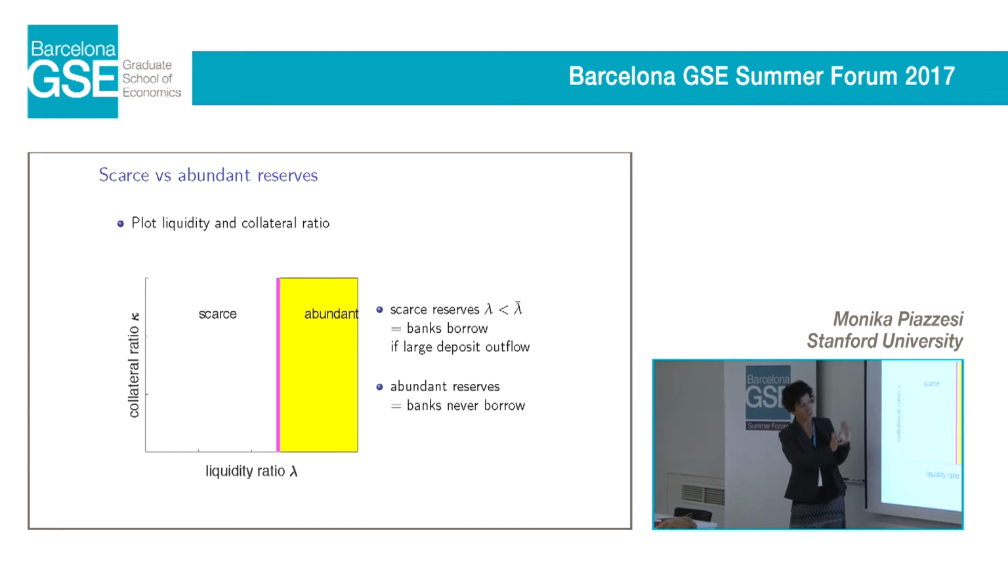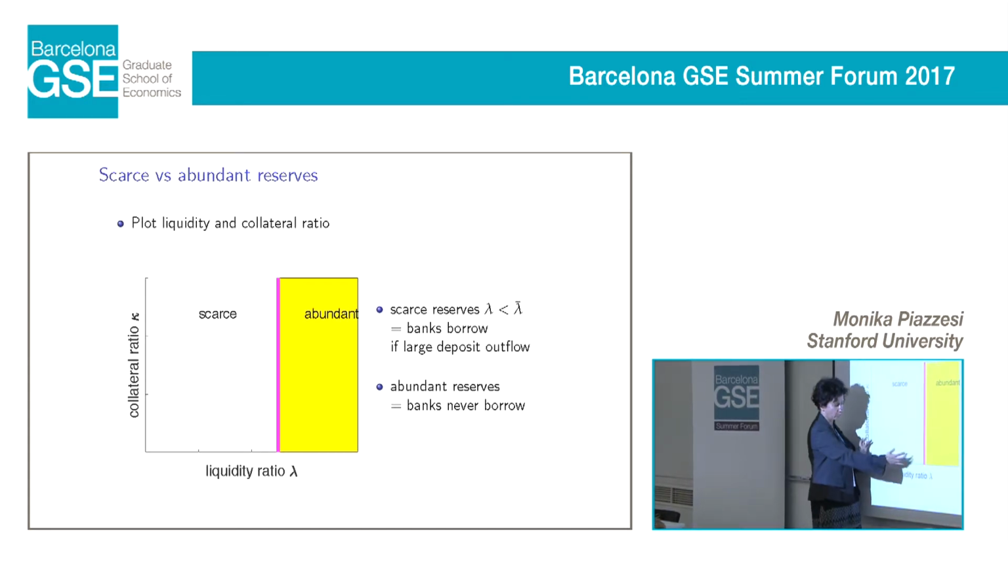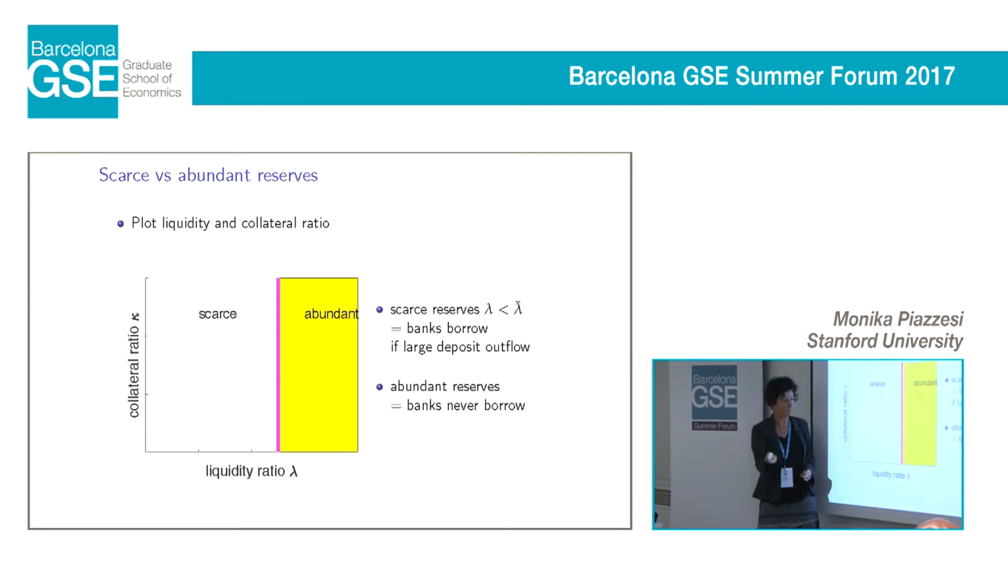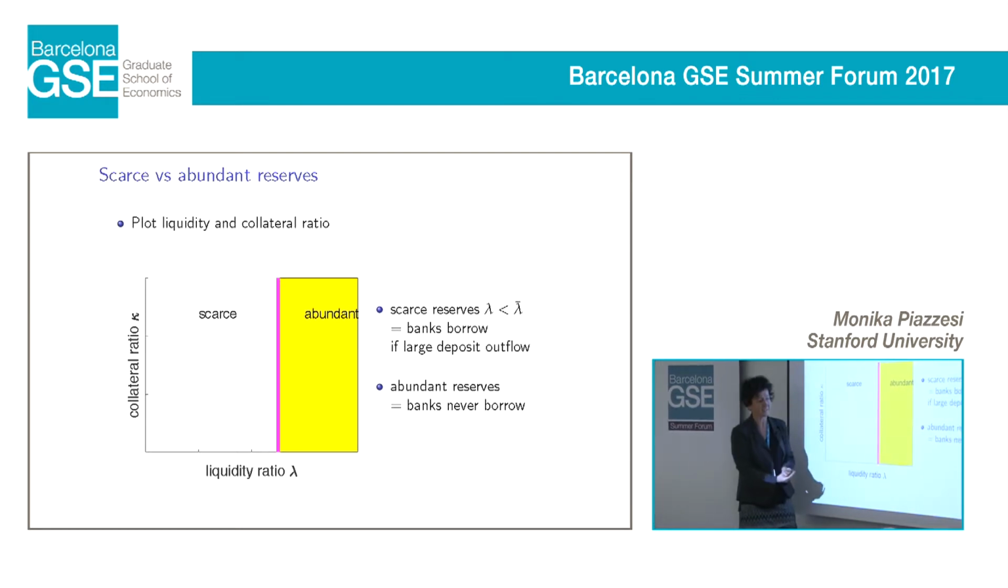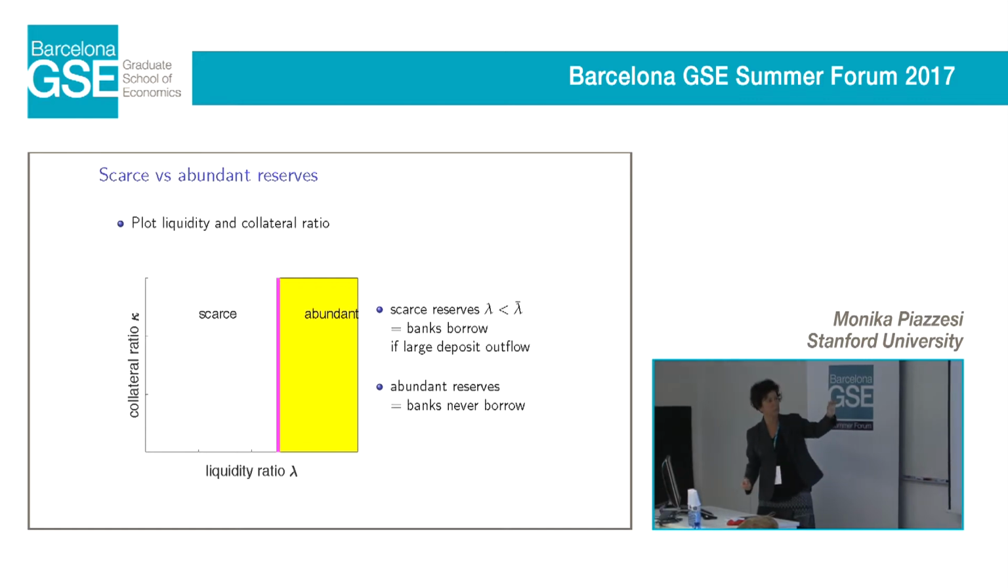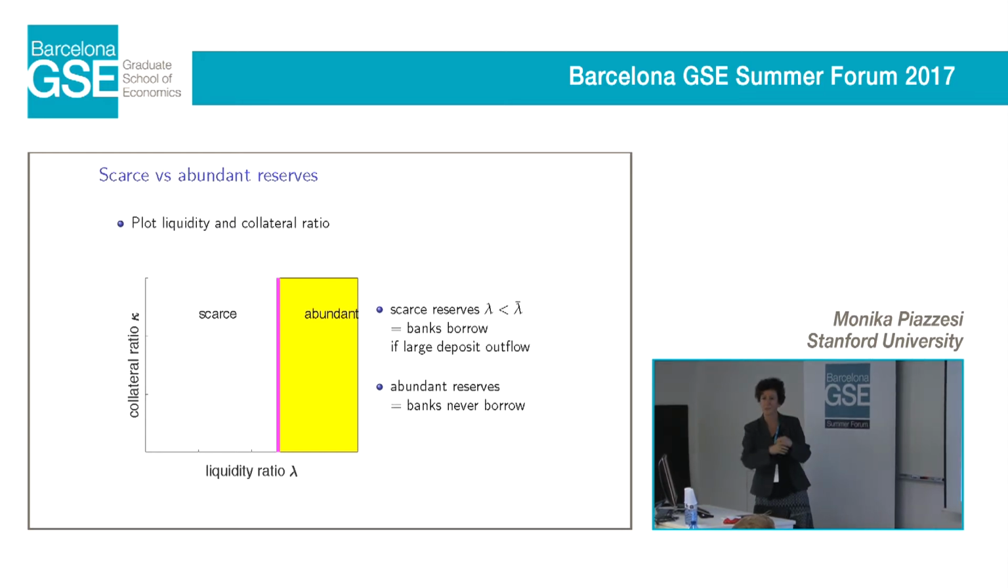There's going to be a region in this picture with low liquidity ratio in which reserves are scarce. This is basically lambda upper bar, the upper possible limit of liquidity withdrawals. Here, reserves are still scarce. Here, they're abundant. Banks never borrow from other banks because they have enough reserves. So we're going to study graphically the equilibrium in this model within this graph. And this steady state is going to be determined entirely by thinking about these two ratios.